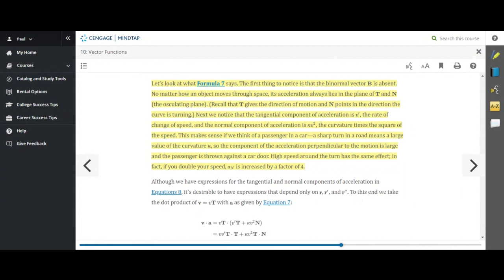This makes sense. If I look at this yellow paragraph, if I go down a little bit towards the 6th line, it says this makes sense if we think of a passenger in a car. A sharp turn in a road means a large value of curvature, and so the component of acceleration perpendicular to the motion is large, and the passenger is thrown against the car door. Okay, how many maybe have learned that in physics class?